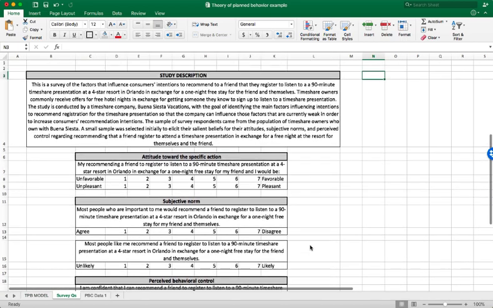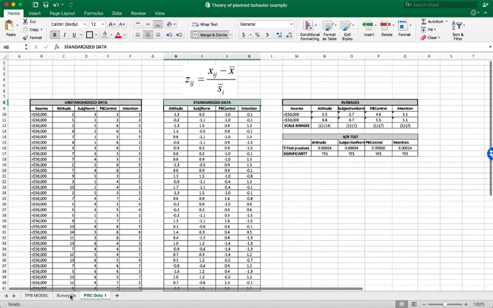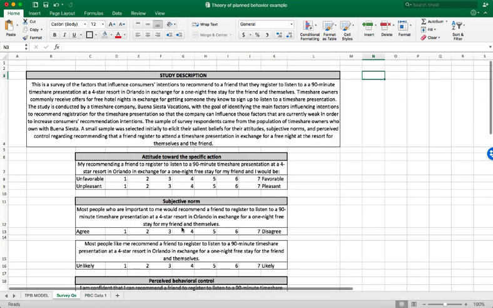Now, for this example, we're working with this particular study. So the survey is found here, and the data from the study is on this tab right here. The study description is given to you at the top. This is a survey of the factors that influence consumers' intentions to recommend to a friend that they register to listen to a 90-minute timeshare presentation at a 4-star resort in Orlando, that's Orlando, Florida, in exchange for a one-night free stay for the friend and themselves.